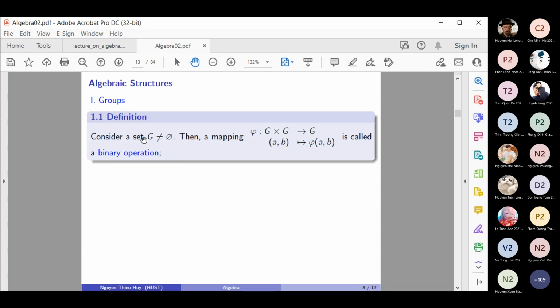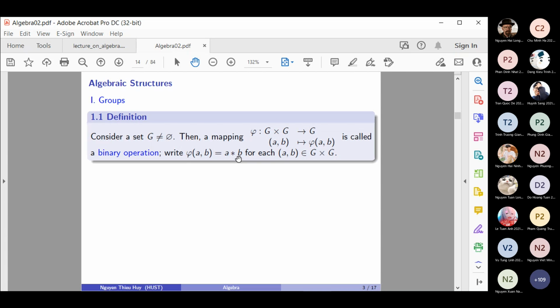Firstly, we consider a non-empty set G, then a mapping phi going from G times G to G. It maps a couple (A, B), an element of this Cartesian product, to phi(A, B), and this mapping is simply called a binary operation. For an operation, we do not write phi(A, B), but we write in the following way: instead of phi(A, B), we write A star B to indicate that this is some assignment between A and B.